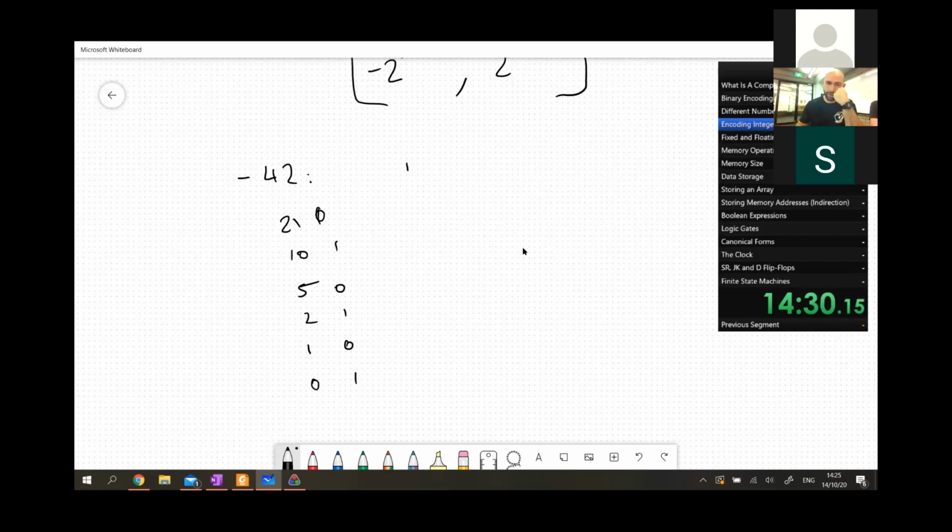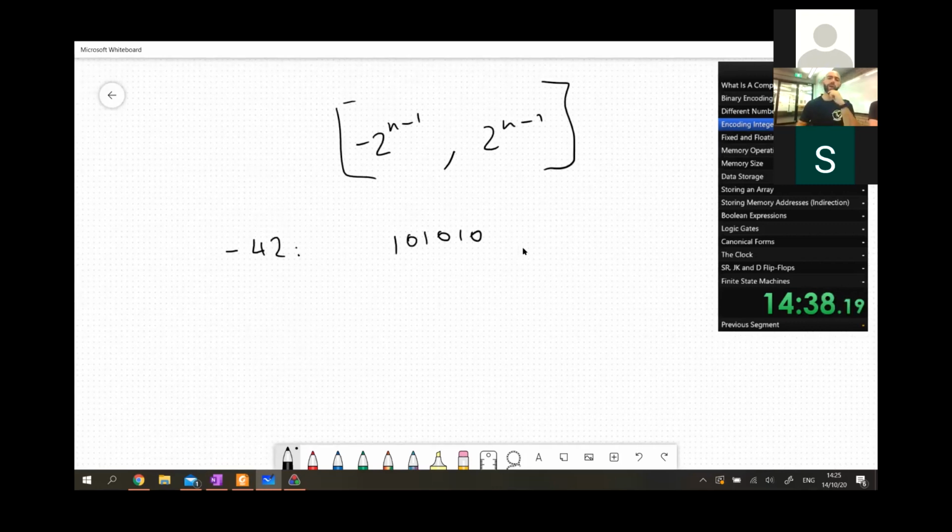Okay, so we have 1, 0, 1, 0, 1, 0. That's positive 42 that we've encoded there. And then we just add a bit at the start. So that's step 1, encode the positive value. Then step 2 is flip all the bits, so just invert them all. You'll notice now that we have a 1 at the start, which indicates that it's negative.